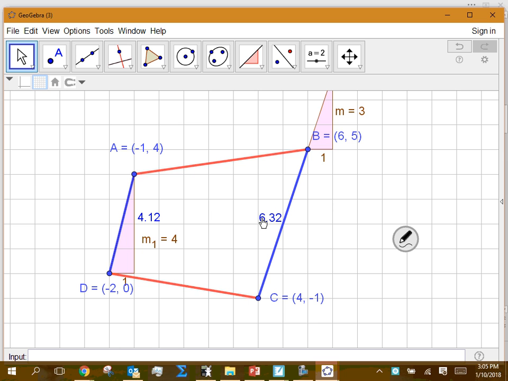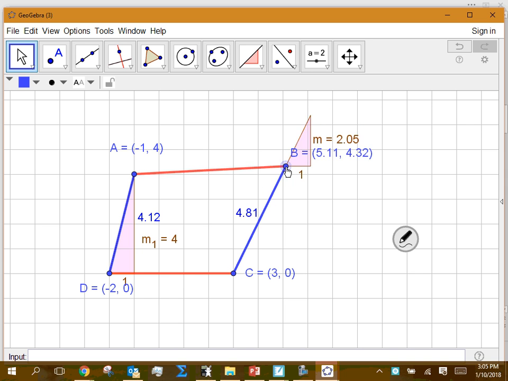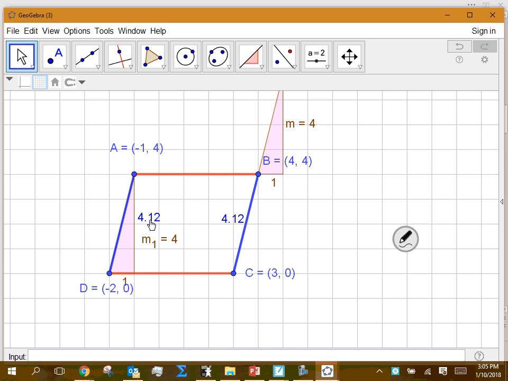It's just a basic quadrilateral. But let's see if we can adjust those lengths so that they are the same. So let me move some things around here, try to get both of them to be 4.12. Okay, so I get 4.12 here, and I get 4.12 there, right? What did that do to the slope of the blue line on the left and the slope of the blue line on the right? Made them the same, right? So right now we see that we have one set of opposite sides congruent and parallel. Well, let's see what that does to the quadrilateral in general.